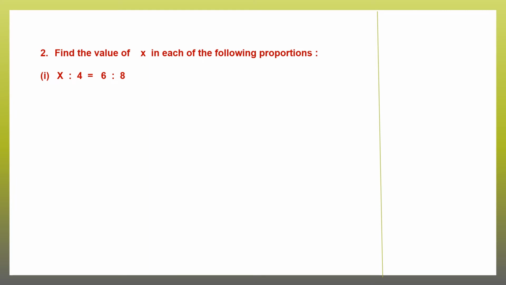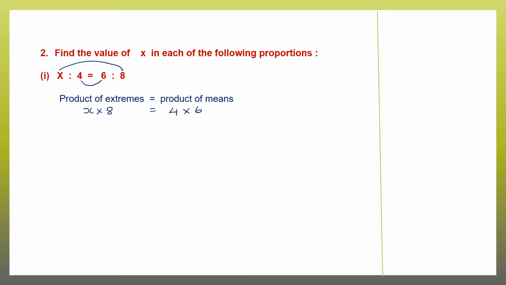Question 2. Find the value of x in each of the following proportions. To find the value of x, we need to apply a particular formula, that is, product of extremes is equal to product of means. Now, which are the extremes? There are 4 terms in this proportion. The first term and the last term are called the extremes. So when I say product of extremes, I mean x into 8. These are the extremes, and product means multiplication. That should be equal to the product of the means. The second and the third term are called the means. So product of that is 4 into 6.